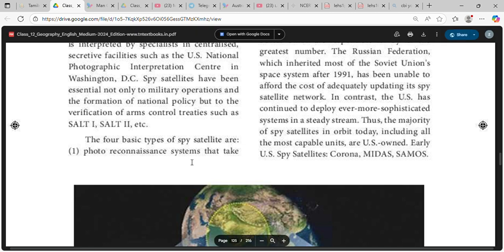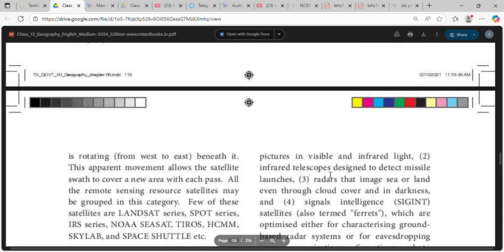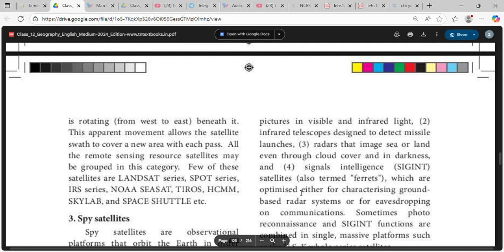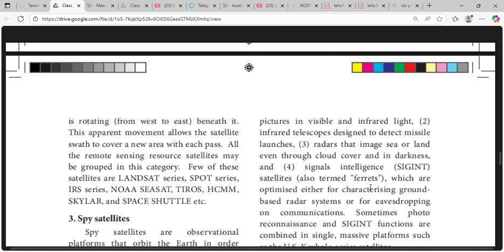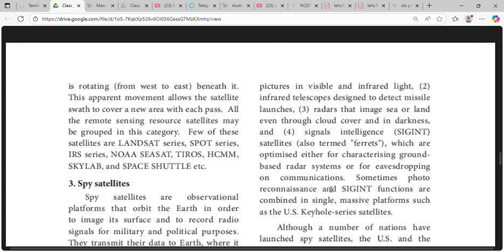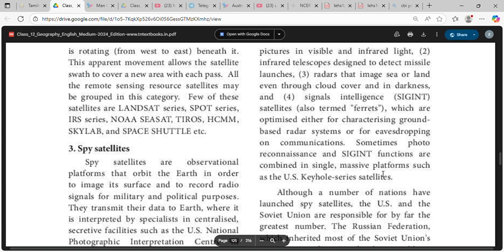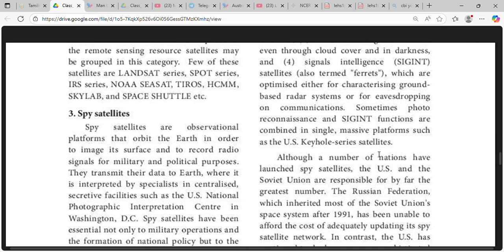The four basic types of spy satellite are photo reconnaissance systems that take pictures in visible and infrared light, infrared telescopes designed to detect missile launches, radars that image sea or land even through cloud cover and in darkness, and signals intelligence, SIGINT, satellites, also termed ferrets, which are optimized either for characterizing ground-based radar systems or for eavesdropping on communications. Sometimes photo reconnaissance and SIGINT functions are combined in a single massive platform such as the US Keyhole series satellites.